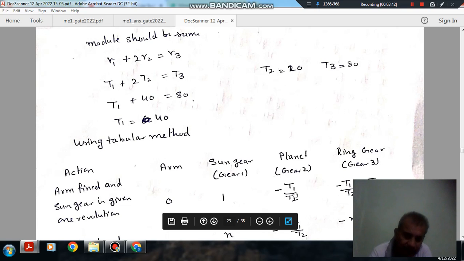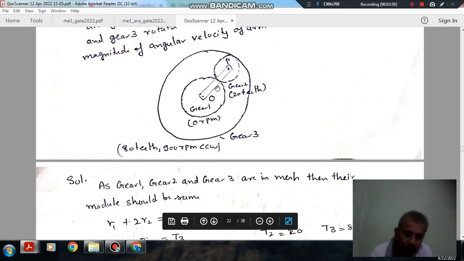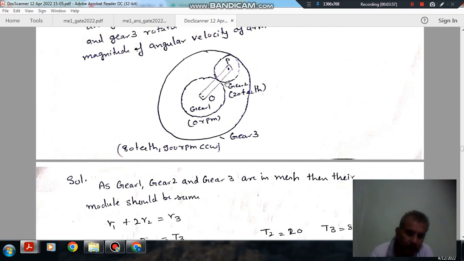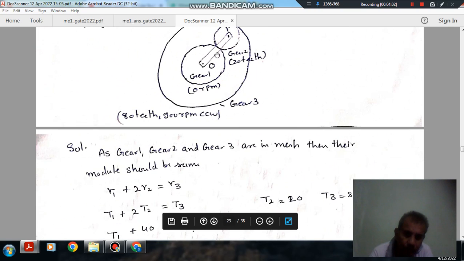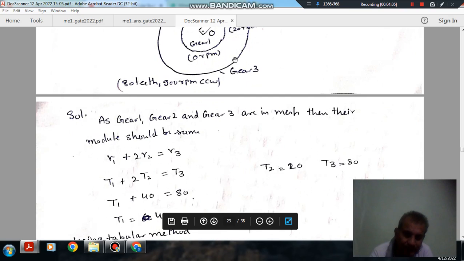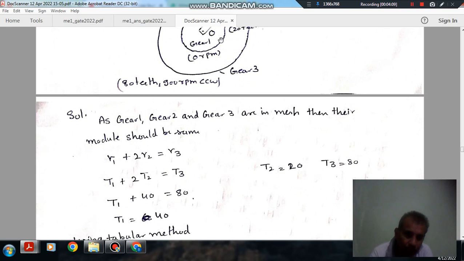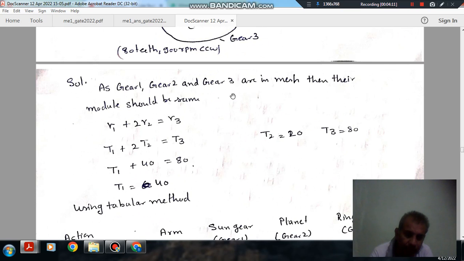Here the sign will change, and the revolution will be the ratio of the number of teeth, by taking omega 1 by omega 2 equal to T2 by T1, keeping the velocity of gear 1 and gear 2 the same. So we can find out the ratio of angular velocity. Velocity means linear velocity.